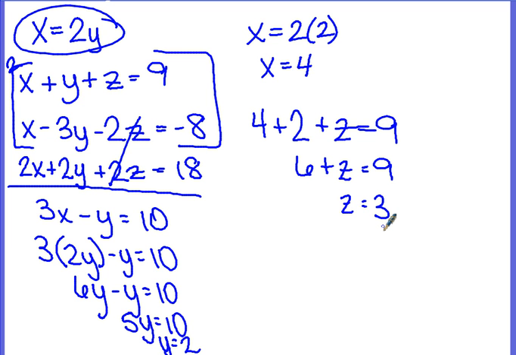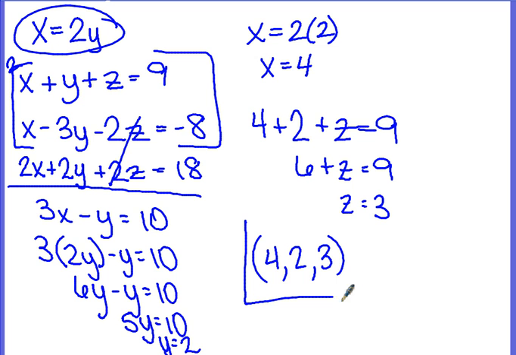Instead of writing our answer as an ordered pair, we're going to write our answer as an ordered triple. So we're going to have our x, y, and z values. We have 4, 2, 3. And that is the solution to our equation. 4, 2, 3.